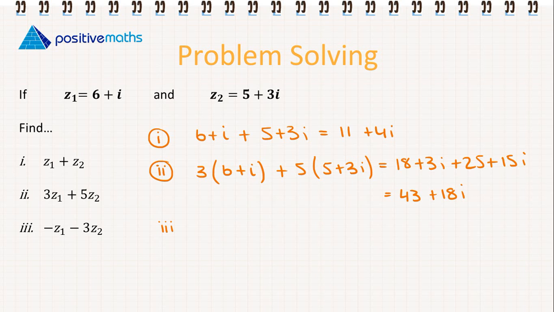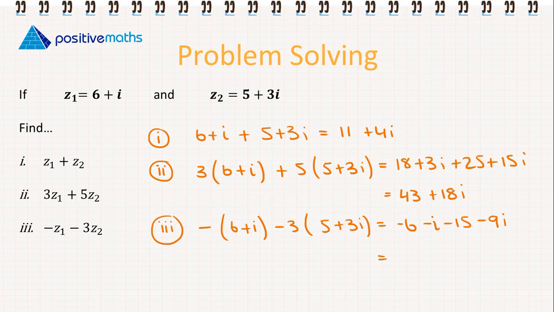And the last part, we have minus Z1, so that's minus by 6 plus i, minus 3Z2, so that's 3 by 5 plus 3i. So we have minus 6 minus i, minus 15 minus 9i. So we're going to get minus 21 minus 10i.